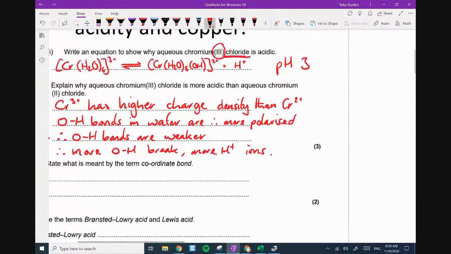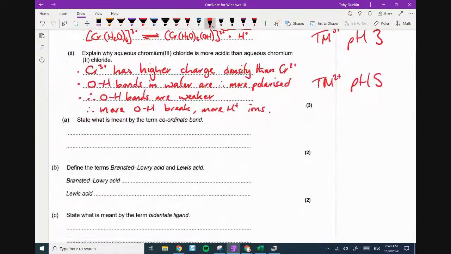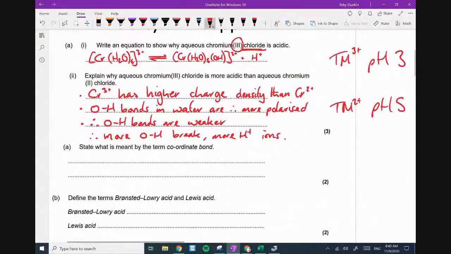It's nice to remind ourselves that any transition metal, so it's just nice for me to put, these are the nota benes, Tm3+ are pH 3, always love that. And Tm2+ are pH 5. They're less acidic. So 3 marks, guys. You're going to need all of those, by the way. So all of those will be needed. 4 ticks there for 3 marks. So if you miss any one of them, then you'll lose one.